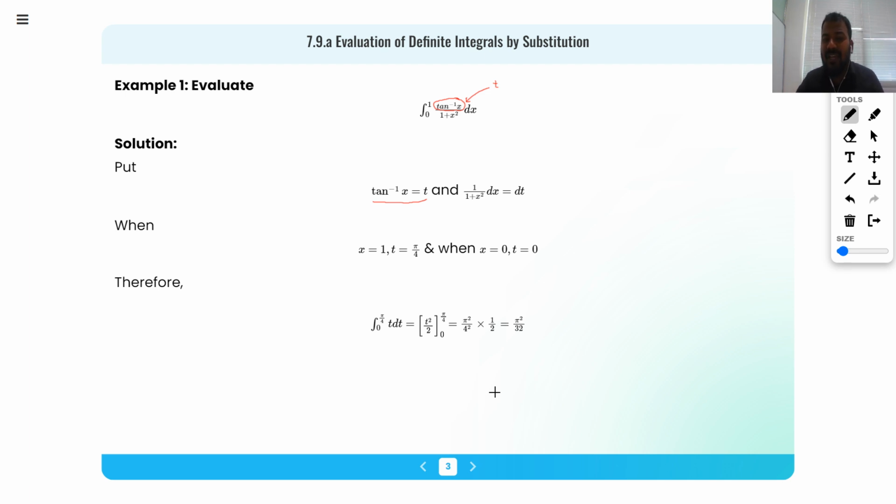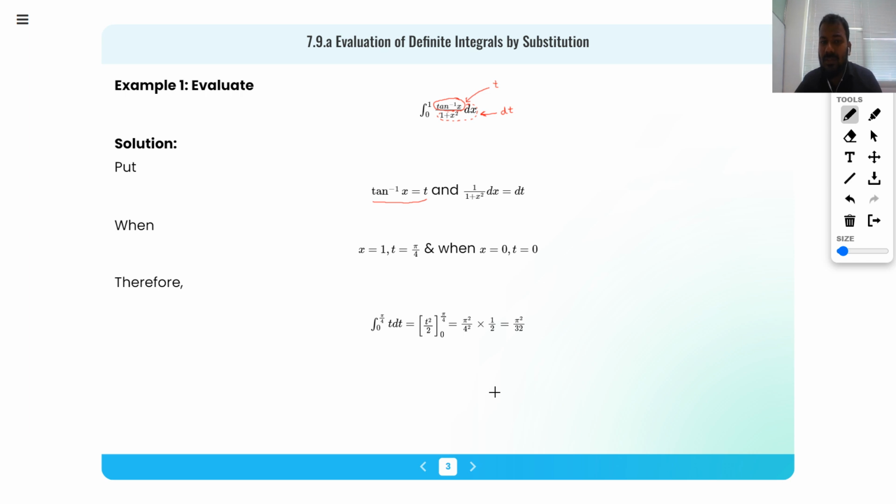So differentiation of tan inverse x is 1 by 1 plus x square dx, and that equals differentiation of t, which is dt. So now you can see here 1 by 1 plus x square dx is equal to dt. So this whole thing becomes dt. Now you can see the whole given problem has been expressed in a different form. At the same time, you have to see that the limits have to be revamped. We need to write down the new limits.